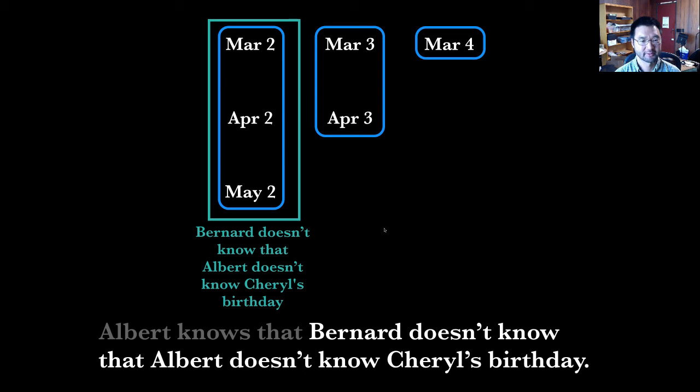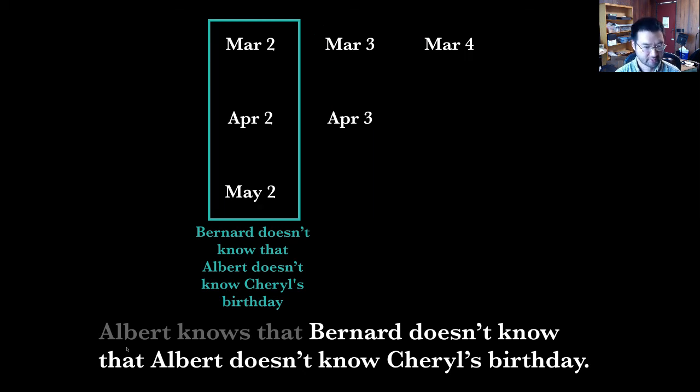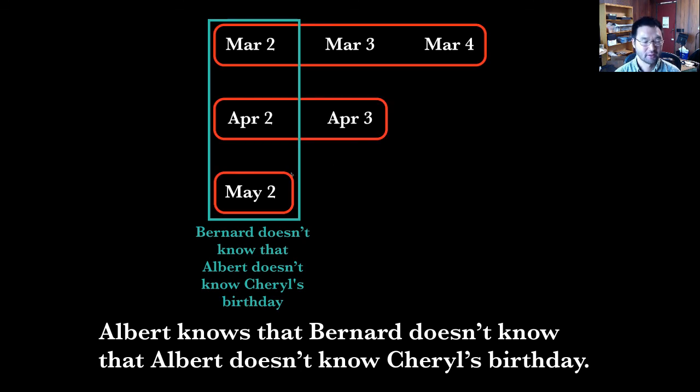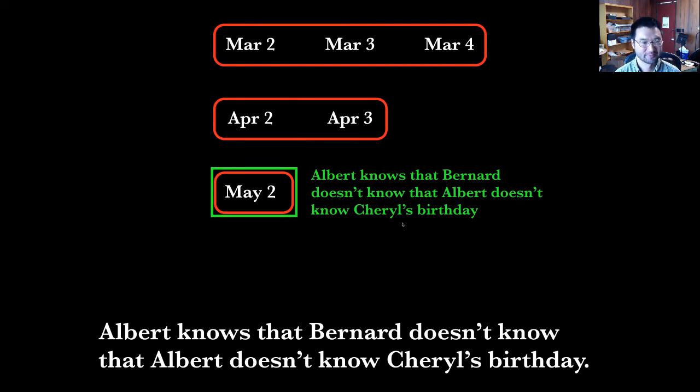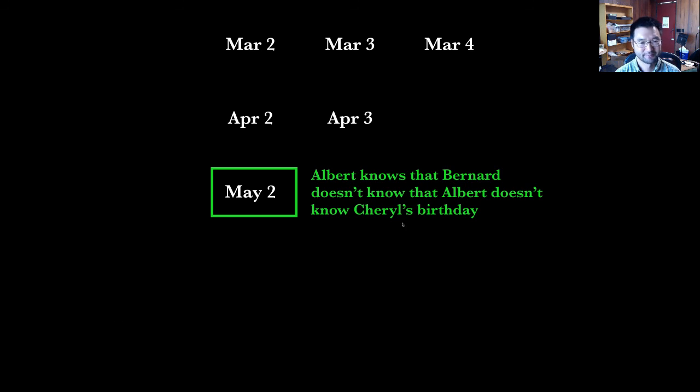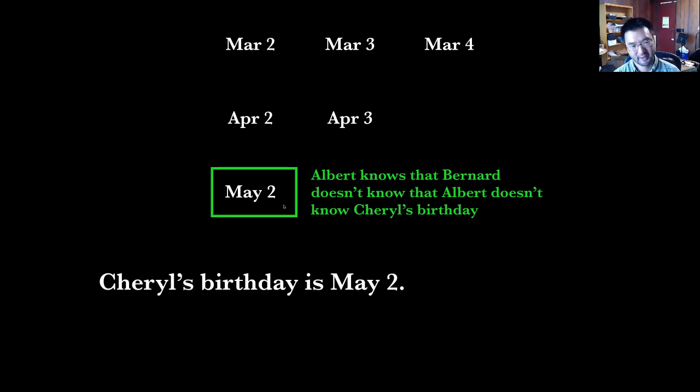We'll simplify a little bit. Now we'll back it up to the original one. Albert knows that Bernard doesn't know that Albert doesn't know Cheryl's birthday. So when does Albert know this event? We'll put Albert's bubbles in there. The only time that Albert knows this event is when the bubble is just around May 2nd. This is when Albert knows that Bernard doesn't know that Albert doesn't know Cheryl's birthday. Clean up a bit. Cheryl's birthday must be May 2nd.